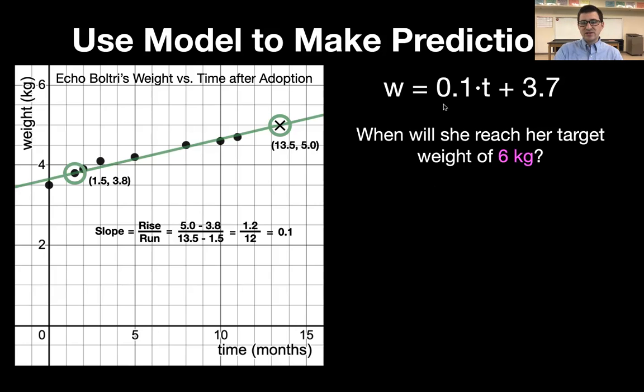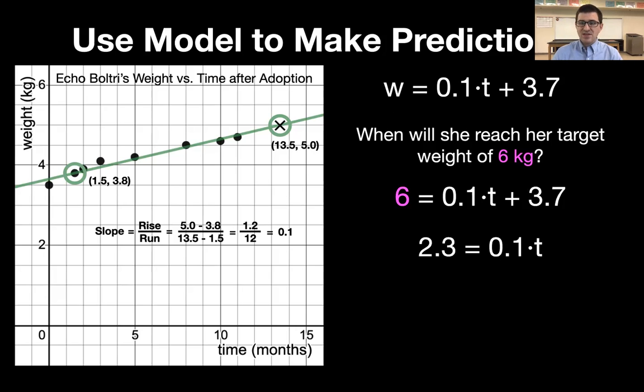So we can use this equation, W equals 0.1t plus 3.7, to figure out when she's going to weigh 6 kilograms. The 6 kilograms is a weight, so we're going to put it in for the weight. And then all we need to do is solve this linear equation. So I'm going to add the opposite to both sides, or subtract 3.7 from both sides, and then multiply by the reciprocal or divide by 0.1 on both sides, and I get that t equals 23.